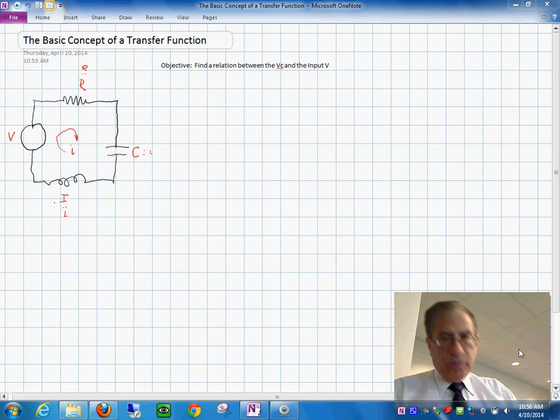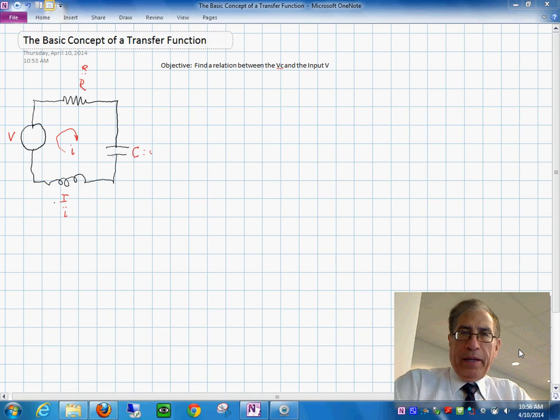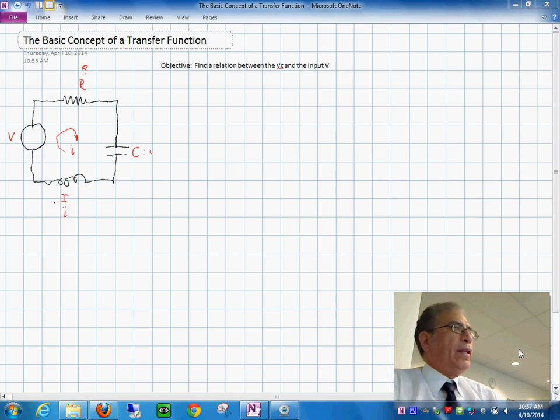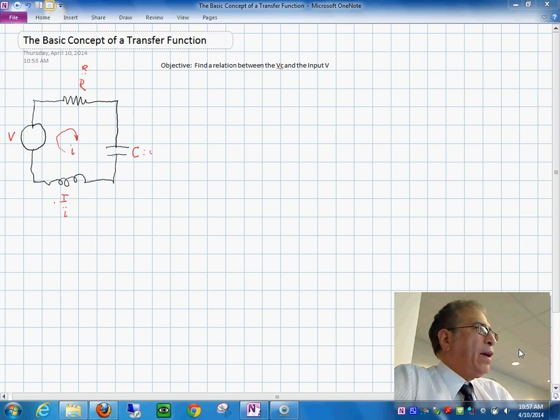Today we're going to see the concept of the transfer function, a very basic concept that we need to use to generate computer-generated transfer functions. So we have in here a circuit, as you can see, a simple circuit, and the objective is going to be to find the transfer function between the voltage of the capacitor C and the input V in there.